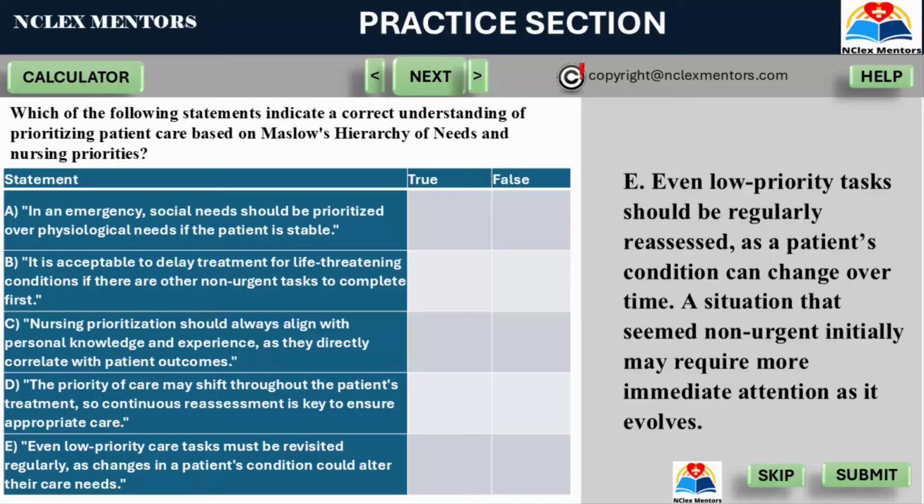Option E. This is true. Even low-priority care tasks should be revisited regularly. A patient's condition can change, and a situation that seemed non-urgent might need immediate attention later. So keep reassessing and staying aware of any shifts in the patient's needs.